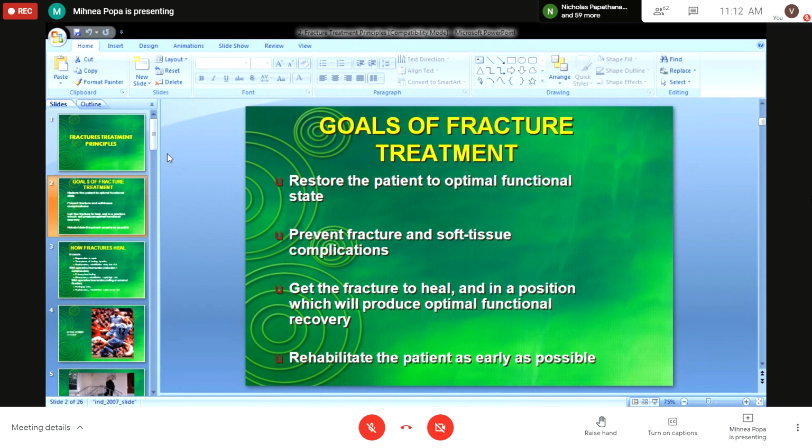Or another example, the knee. Always when we immobilize a fracture in the lower limb and we put, for example, a femorocrural cast or a femorotibial cast, we will always keep the knee in flexion of 10-20 degrees. Again, this is the functional position of the knee.